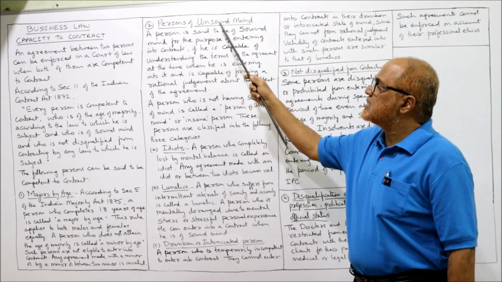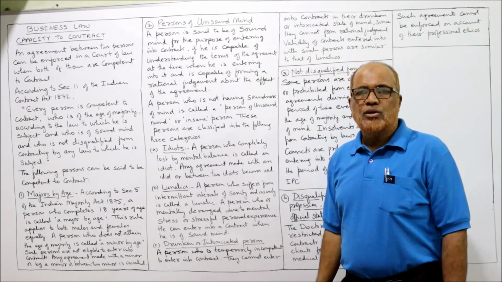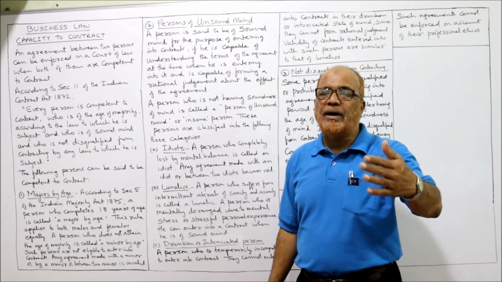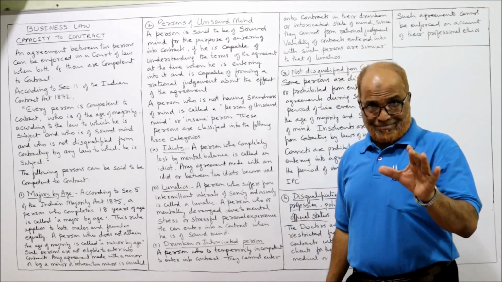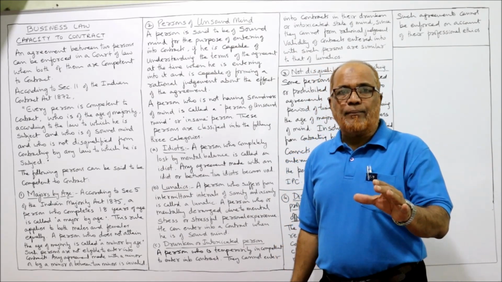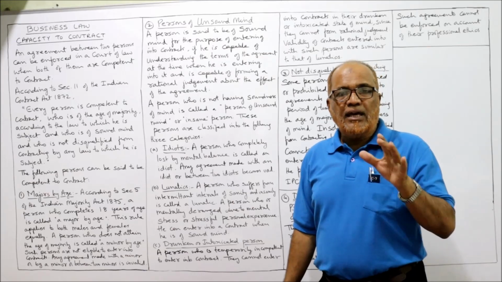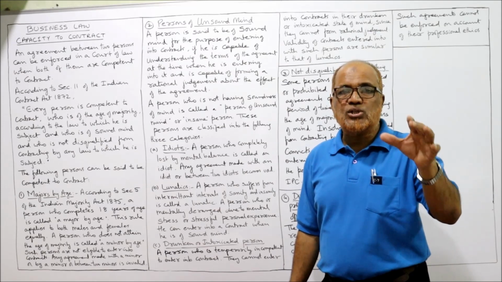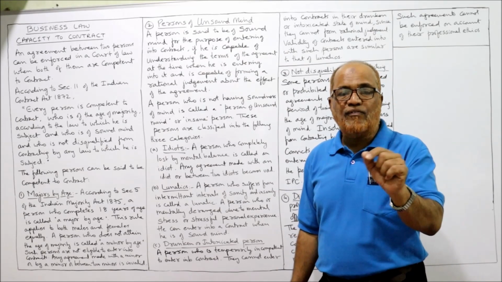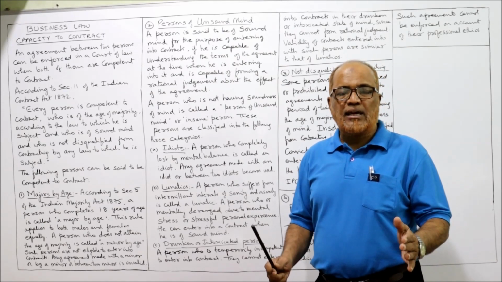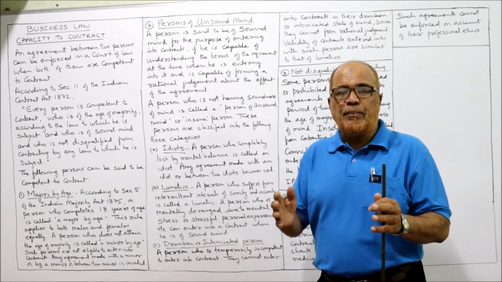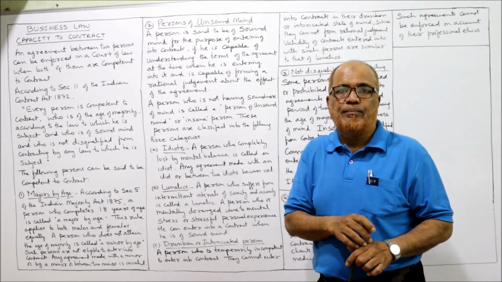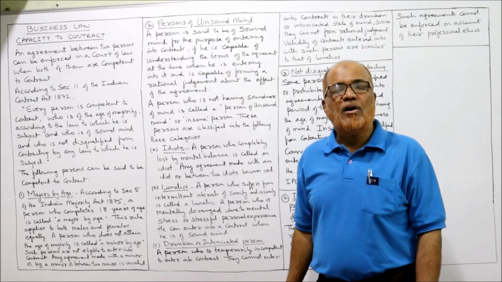Now secondly, persons of unsound mind. First of all, we decide what we mean by sound mind. Who is a person who is called a person of sound mind? That means any person who is having a stable mentality. He is in a position to understand the terms and conditions of the agreement at the time of entering into contract. So when a person is able to form a judgment and understand the terms and conditions of the agreement, the person is said to be of sound mind.